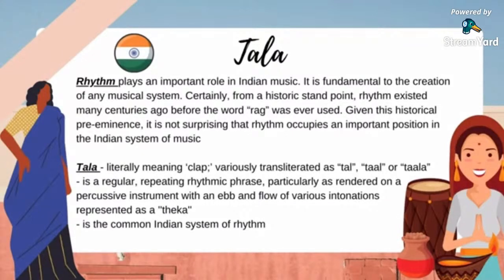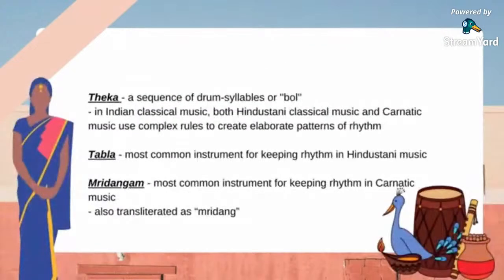Tala, literally meaning clap, variously transliterated as tal or tala, is a regular, repeating rhythmic phrase, particularly as rendered on a percussive instrument with an ebb and flow of various intonations. Represented as a theka, is the common Indian system of rhythm. Theka, a sequence of drum syllables or bols. In Indian classical music, both Hindustani classical music and Carnatic music use complex rules to create elaborate patterns of rhythm.